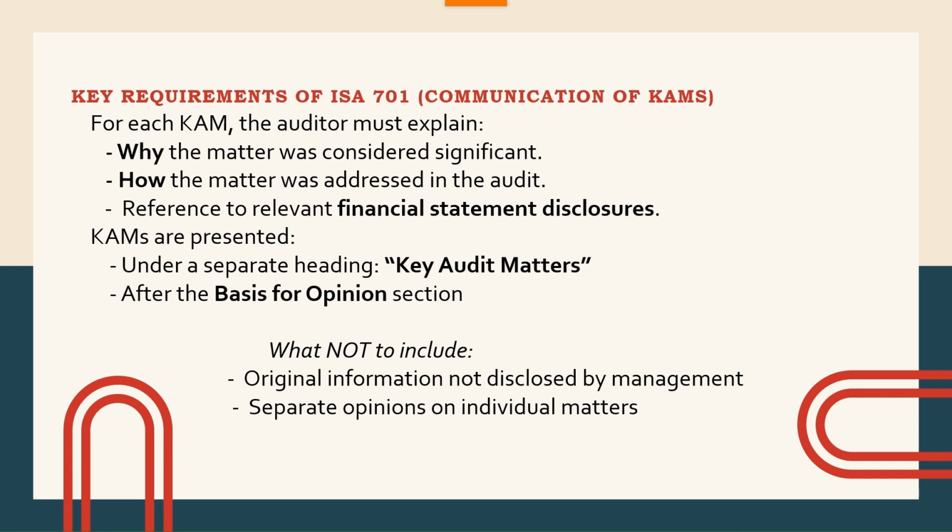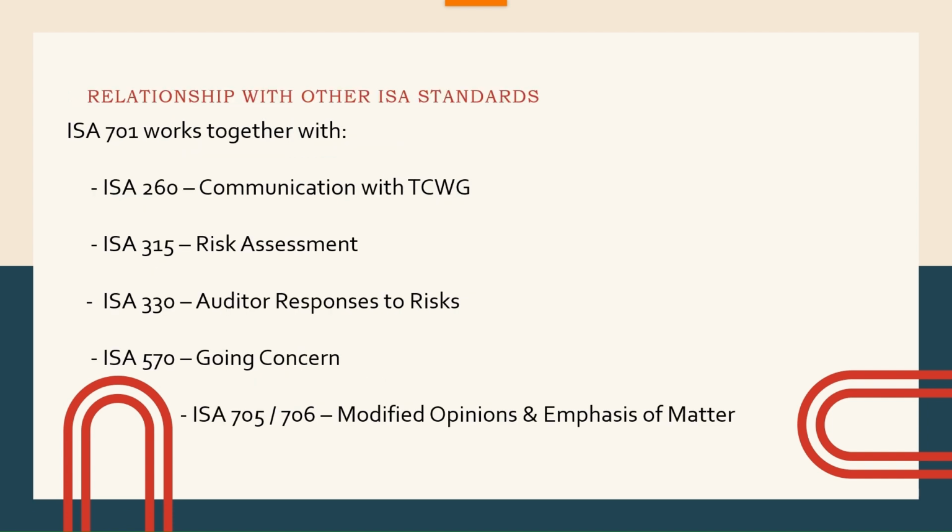As I mentioned earlier, let's move forward and see the relation of this standard with other standards. ISA 701 works closely with standards like ISA 260 for governance communication, and ISA 315 and 330 for risk assessment and audit responses. It is also linked with ISA 570 for going concern, and ISA 705 and 706 for modified opinions, ensuring consistency across the audit report.